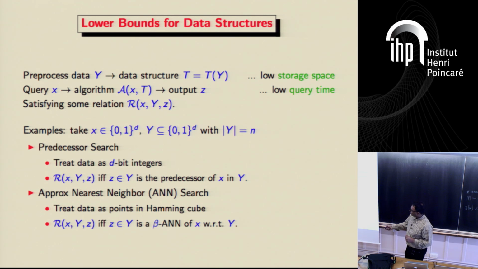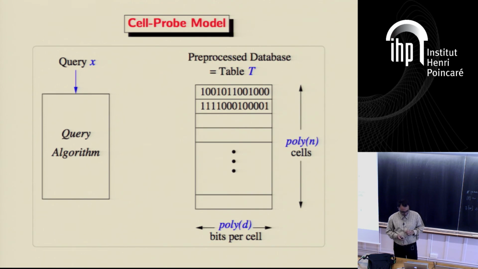And the relation tells us that this Z is a correct output if it's, say, a beta approximate nearest neighbor of X with respect to Y. Okay? So beta approximate means its distance from the data set is at most beta times the distance of whatever the nearest neighbor would be.